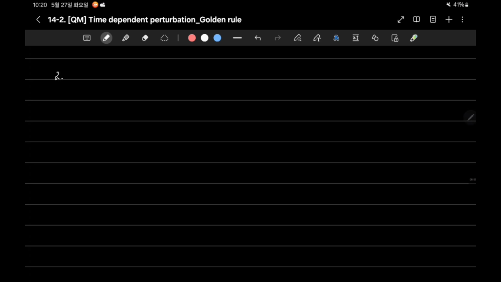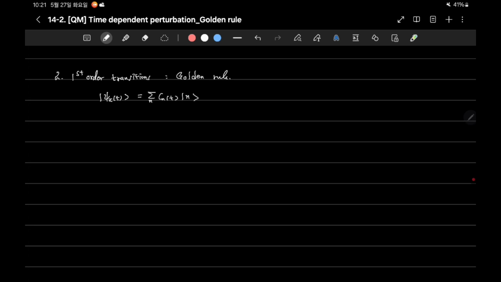Here, let's think about the first order transition. The key point on this topic is the golden rule, Fermi's golden rule. In the previous lecture, the interacting wave function psi is the summation of c_n(t) and |n>.